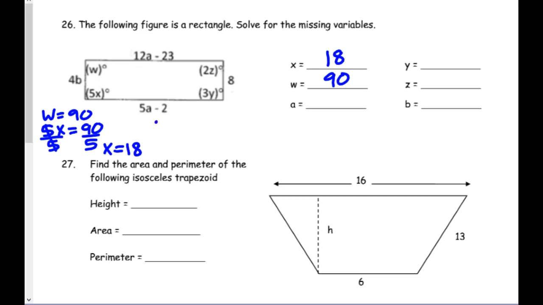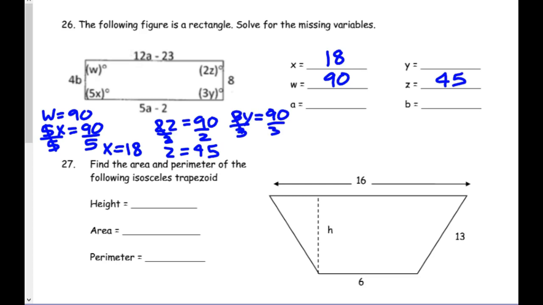Let's try the next one. 2z equals 90. Divide by 2. So z equals 45. Cool. And then 3y equals 90. So I have to divide by 3, and I get 30. So again, it's very important. When you see rectangle, you know every angle is 90, so just set them equal to 90, okay?